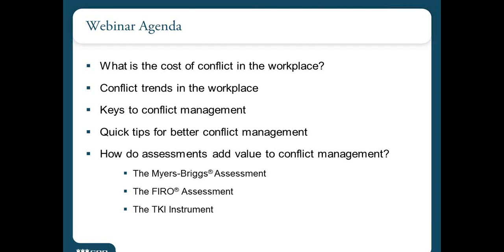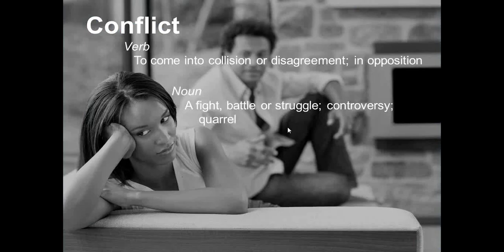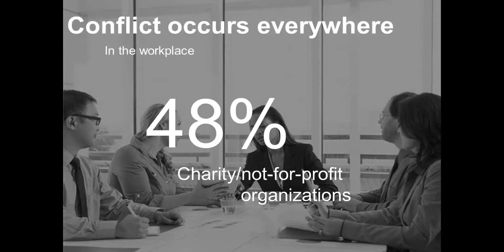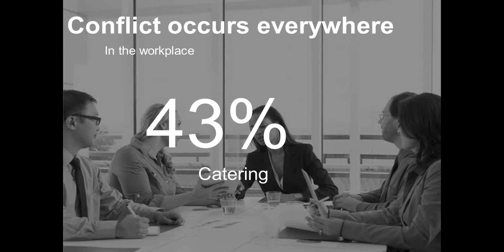Conflict can be both a verb and a noun. I like Ralph Kilman's description of conflict as neither good nor bad. Instead, he describes it as neutral, and its goodness or badness really depends on how well it is managed. Conflict occurs basically everywhere, and our research data shows we see it most, and it might surprise you, in 3 different areas. Here's one of them: charities or not-for-profit organizations.